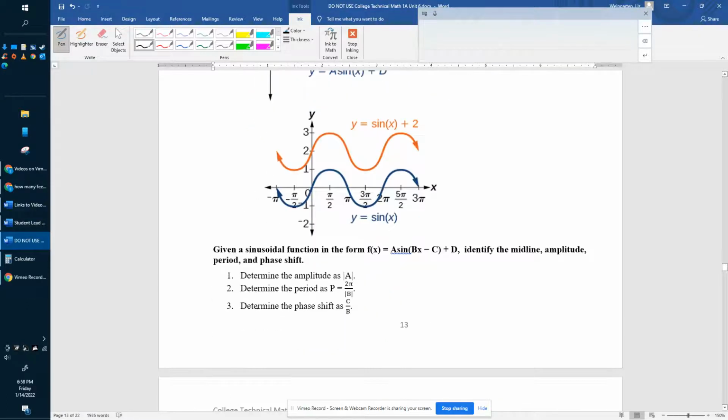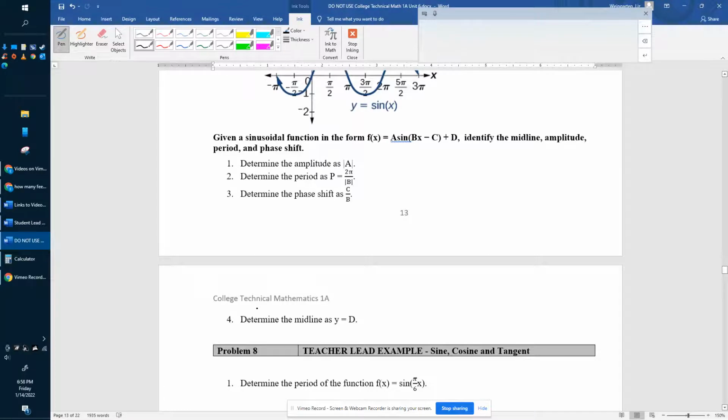Let's look at some more examples. So this is basically a rundown of everything that we've talked about so far. Given the function in the form f of x equals a times sine of bx minus c plus d, identify the midline, amplitude, period, and phase shift.